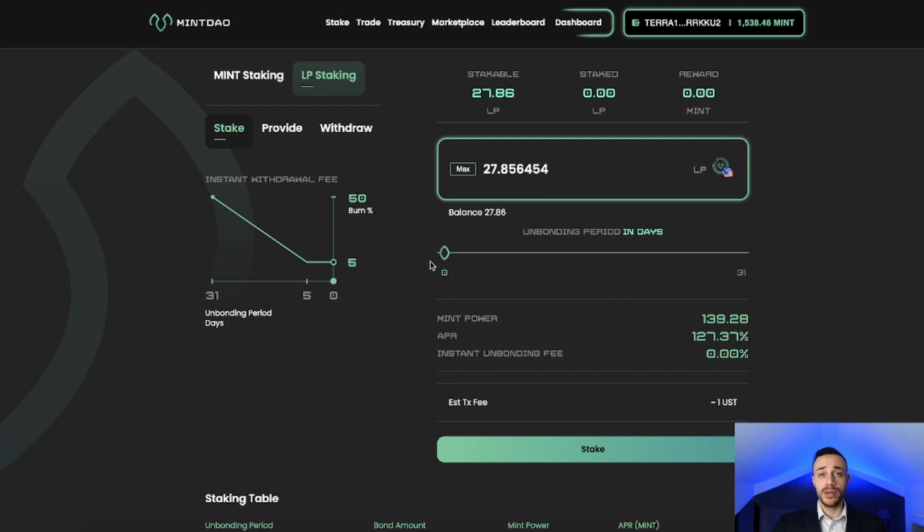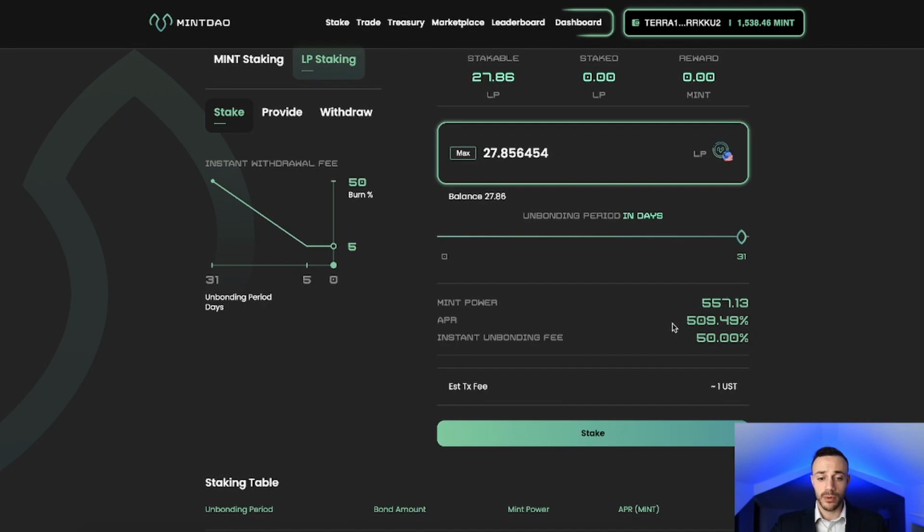So still a very nice reward, but keep in mind, you can possibly suffer impermanent loss with providing liquidity. So you definitely need to be aware of that if you want to personally do this yourself with your own capital. Like I said, again, this is not financial advice by any means. So for the video example, I'm going to go ahead and get the maximum APR percentage reward for staking my LP tokens for 31 days.